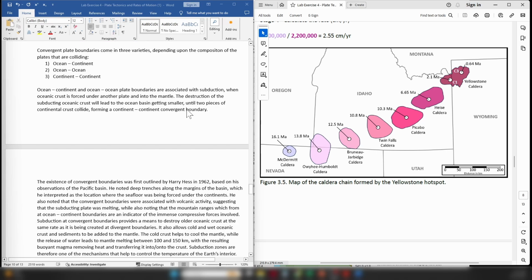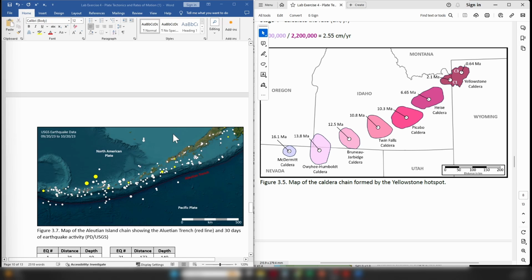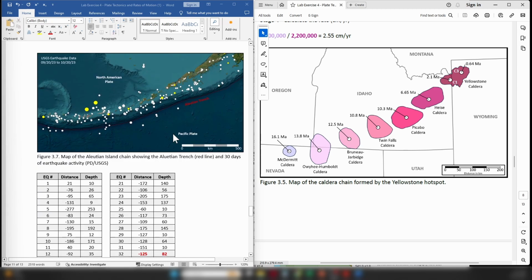Okay, so what we're going to do is look at data from the Aleutian Islands. So we're going to be looking at the Aleutian Trench. Here's the data in figure 3.7. This actually is real world data from the USGS. Each one of these circles represents the location of an earthquake that has occurred along the Aleutian Trench. And you can see the Aleutian Trench running right along here. You have the Pacific plate to the south, and the North American plate to the north.